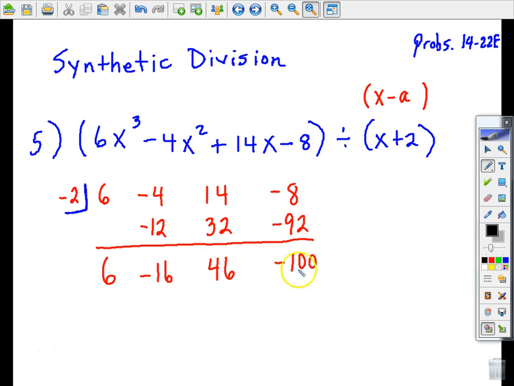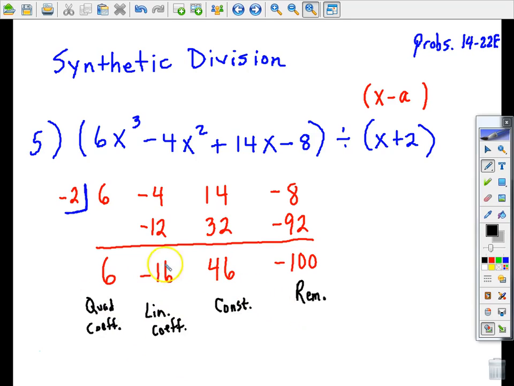This right column will always be your remainder. Moving to the left, this next number will always be a constant in our polynomial. We're just moving up 1 degree as we move to the left. This number should be a linear coefficient, and this number should be a quadratic coefficient. You won't have to write this every time, I just want to show you.